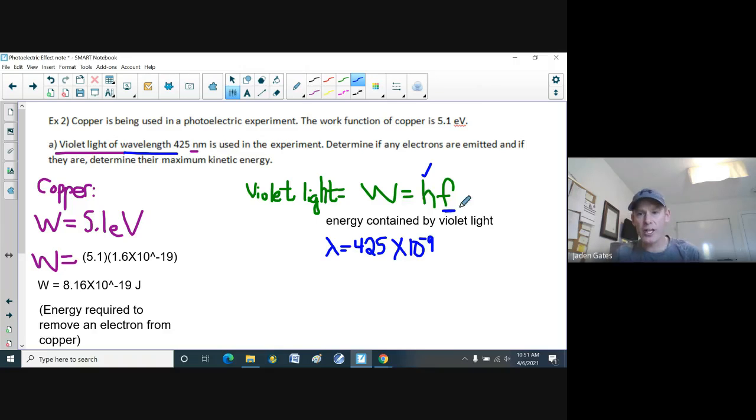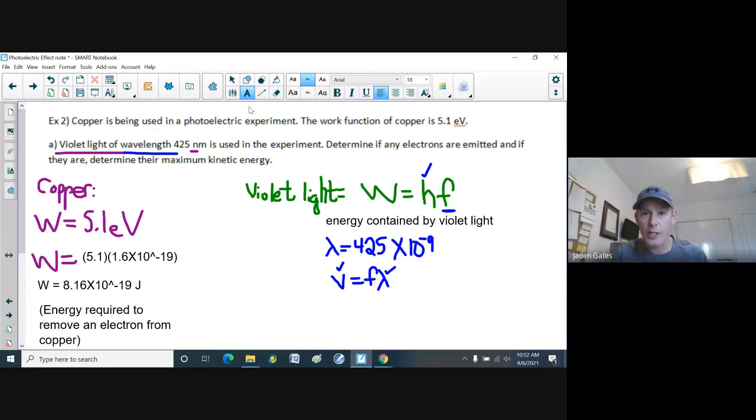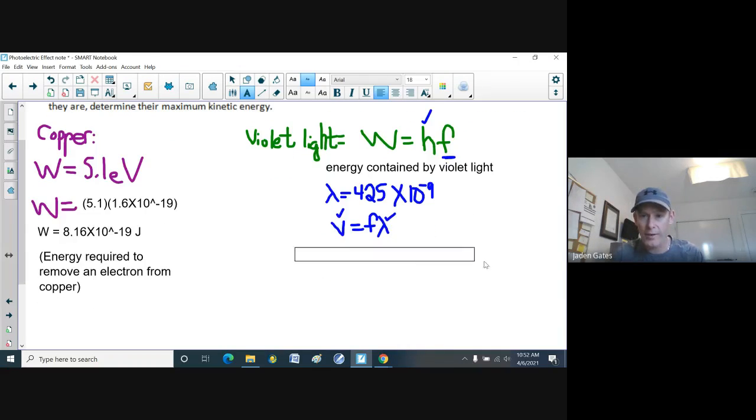Now, to figure out how much energy is contained by violet light, I need the frequency. Well, again, this goes back to grade 11 physics, where the universal wave equation is v equals f lambda. It should be on the front of your textbook, I believe, or it was in front of the old textbook. Now, here is the thing with lambda: I know the wavelength of this light and I know the velocity, because light is electromagnetic radiation, it travels at the speed of light.